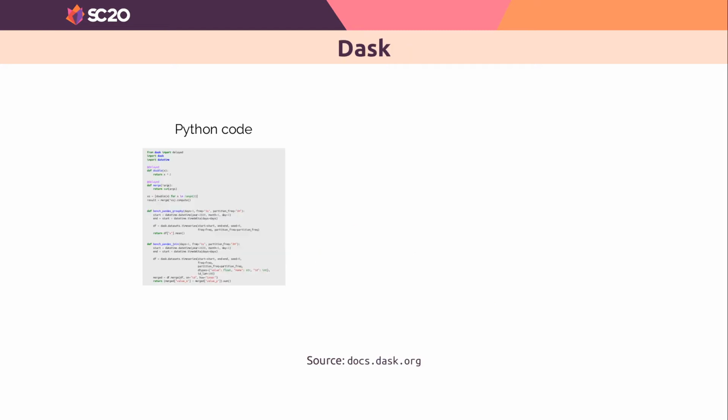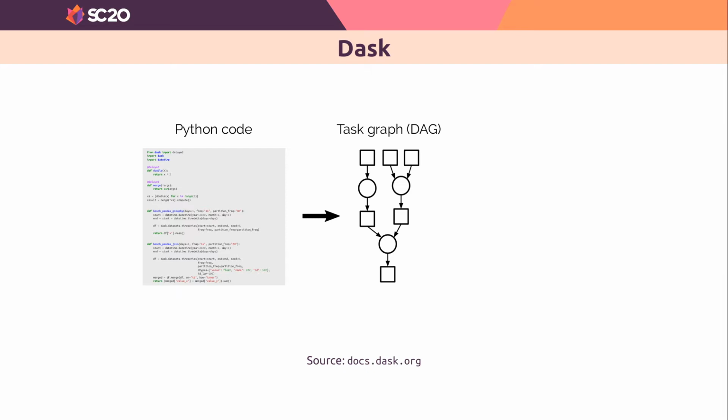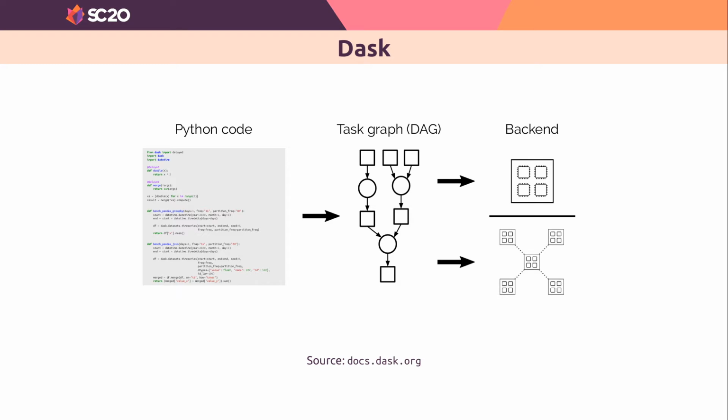programs. Dask is a Python library that allows you to describe a computation in Python. It can then transform this computation into a directed acyclic task graph and execute this task graph either on a single machine or on a distributed cluster. In our work, we focus purely on the distributed cluster use case.